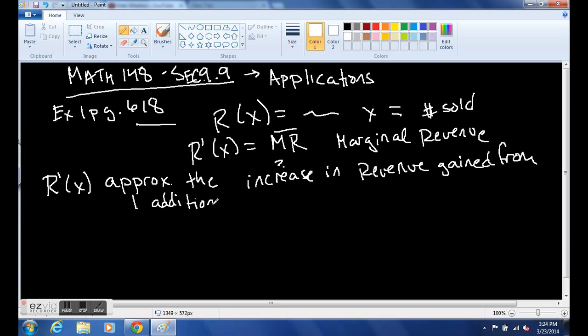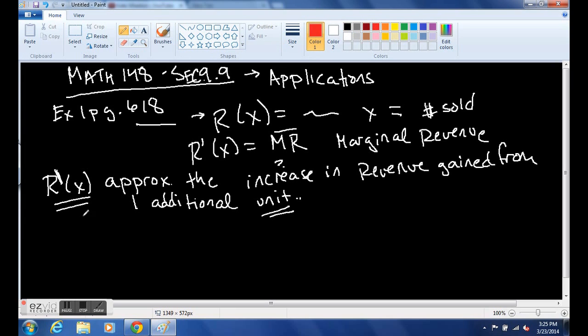So I'll read that sentence again. The marginal revenue is an approximation or estimation of the revenue gained from the sale of one additional unit. So if you want to say, okay, what was our revenue for 100? Okay, what's our revenue for 101? Well, you can use this derivative to approximate, it's the rate of change of revenue, so it's the increase.